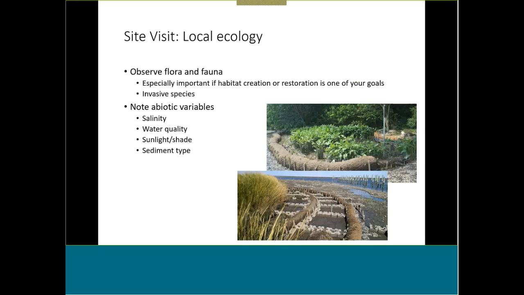Also note any abiotic variables. This is where I get a little uncomfortable in this talk. I do not have this ecological background, but note your abiotic variables that are going to play a factor in the success or failure of different ecological techniques that you're trying to implement. For example, the water salinity, sunlight and shade factor. We know that most marsh grasses need full sun to thrive. So if you have a large tree canopy, that will be important to note so that you can choose your vegetation plantings accordingly.